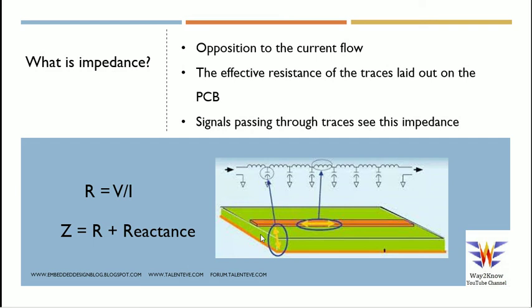So the effective resistance of the traces that are laid out on the PCB is called the impedance. When signals travel through this PCB trace, these signals see the impedance on these traces, which is very important from the performance perspective of those signals, or the performance of the entire PCB as a unit that you use in your system.